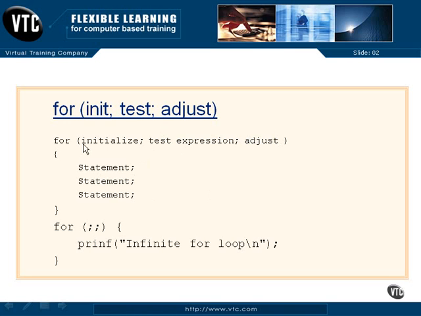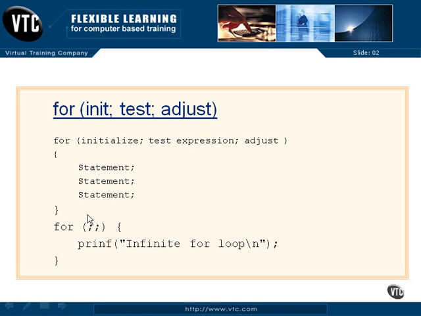The initialize part is only done right at the beginning of the for loop. When we come into the processing, we hit the for, we do this initialization, test if our expression is true. If it is, we perform the statement, then we do the adjust, test, perform, and so on, until eventually the test fails.